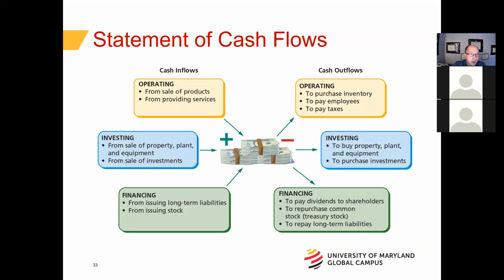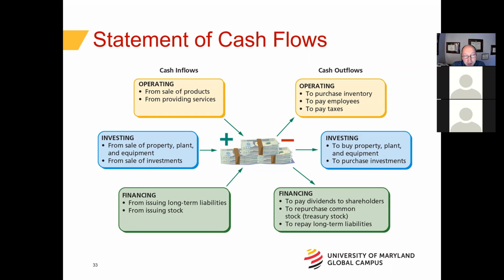Here are some examples. Cash inflows from operating activities are the sale of products or services. Cash outflows for operating activities include things like the purchase of inventory. We need to pay our employees. We need to pay our taxes. We need to pay our utilities, our rent, et cetera, for day-to-day operations of the business.